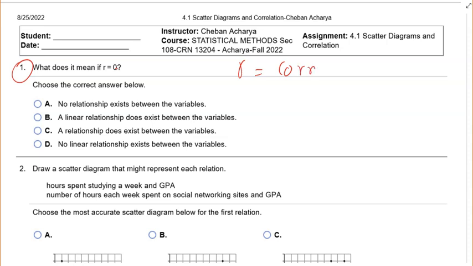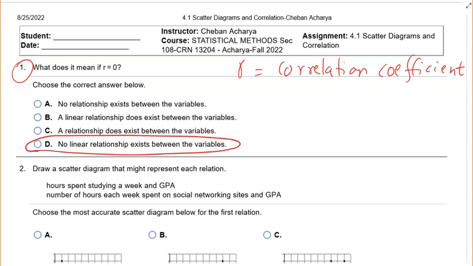What do you mean by correlation coefficient is 0? That means if the correlation coefficient is 0, there is no linear relationship between the variables. The answer is there. Notice that there is no linear relationship. There could be other types of relationship between the variables, but no linear relationship exists if R is 0.